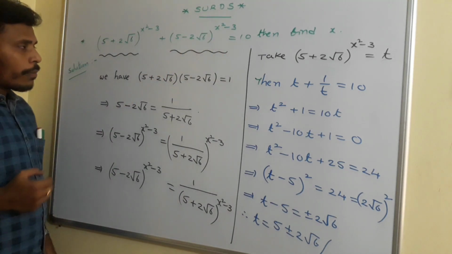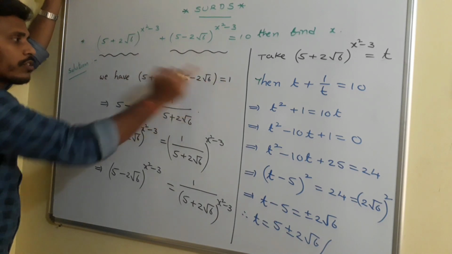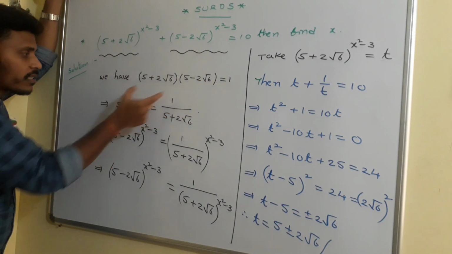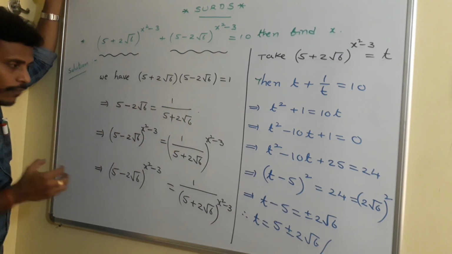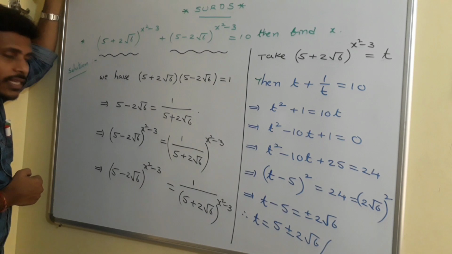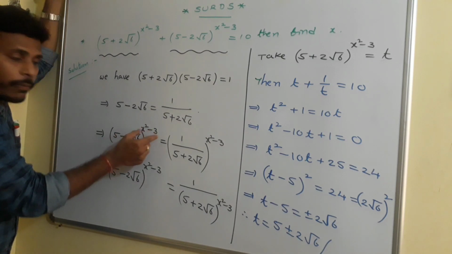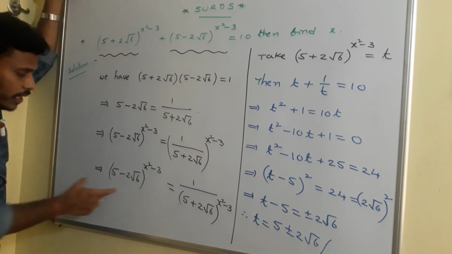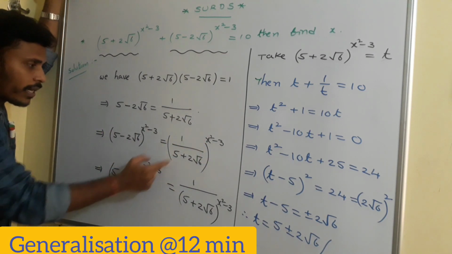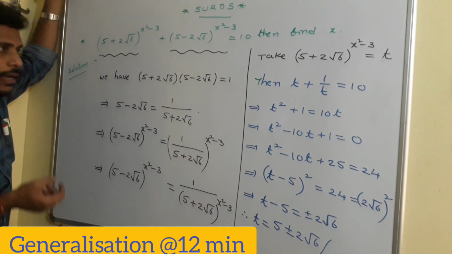See, from the problem itself, my observation is that 5 plus 2 root 6 into 5 minus 2 root 6 is 1. From there it is clear that 5 minus 2 root 6 is 1 by 5 plus 2 root 6. Now you just apply power x square minus 3 on both sides. It becomes 5 minus 2 root 6 power x square minus 3, which is 1 by 5 plus 2 root 6 power x square minus 3.